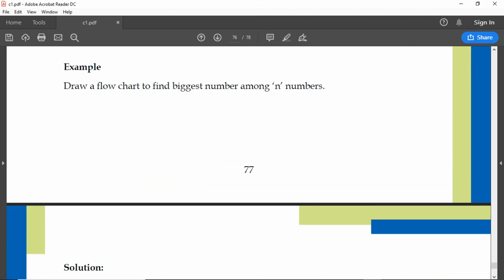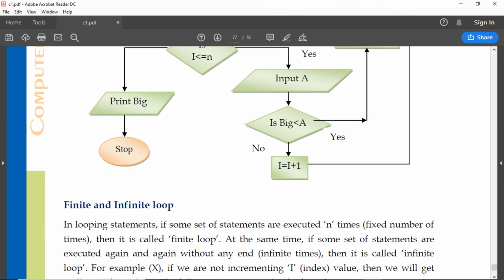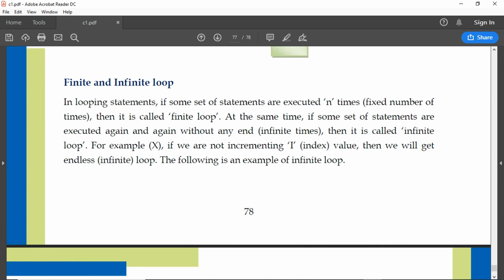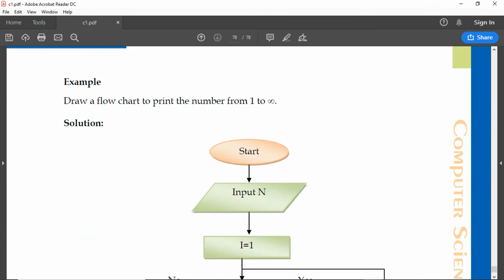Solution. Finite and infinite loop. In looping statements, if some set of statements are executed n times, a fixed number of times, then it is called a finite loop. At the same time, if some set of statements are executed again and again without any end, infinite times, then it is called an infinite loop. For example, if we are not incrementing the I index value, then we will get an endless, infinite loop. The following is an example of an infinite loop.